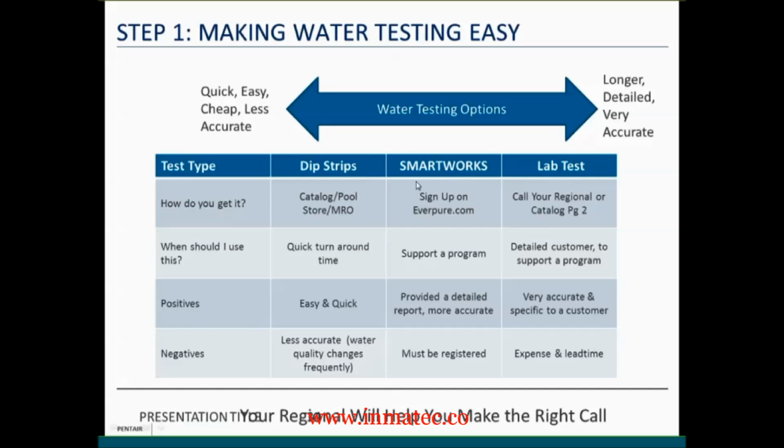SmartWorks test: you have to sign up at everpure.com to get enrolled in the SmartWorks program and order the test kits. Once you use this, you have a support program to back you up in helping determine what is wrong with the water and understanding that water report in a way you can hand a customer. The positives about this: it provides a detailed report and they're more accurate. The test strips associated with SmartWorks are quite a bit more accurate, but you must make sure of the expiration dates. Those are valid tools.